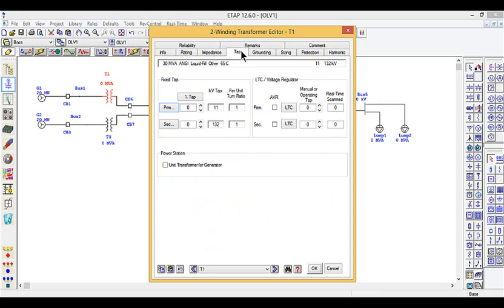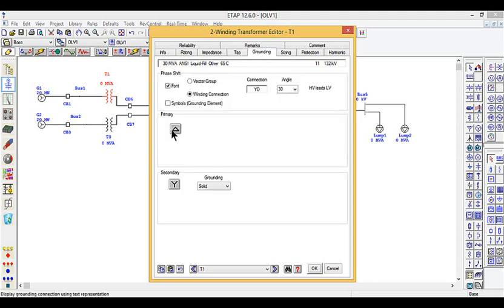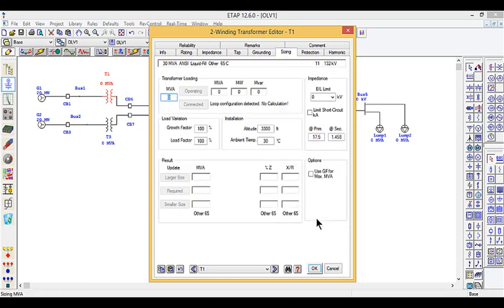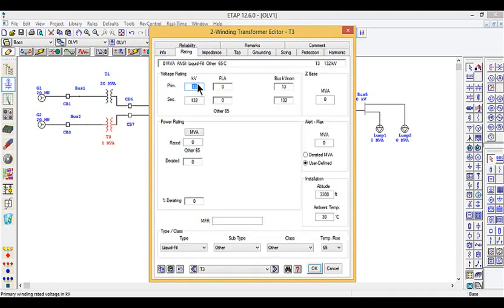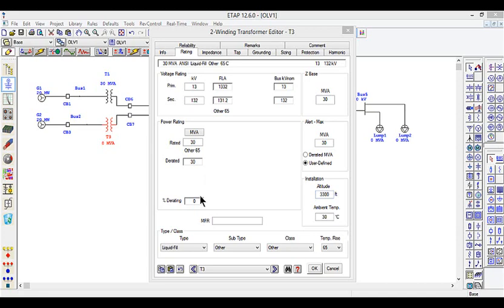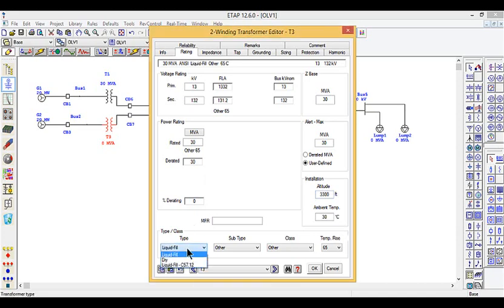And then we have tabs. At the moment we are not considering any tabs, but we can have the tap changing transformer. Then we have grounding. The primary side of the transformer is connected in delta, whereas the secondary side is connected in Y with a solid grounding. And same will be the scenario for the second transformer. We also need to identify the type of transformer, that is whether it is a liquid filled transformer or dry type transformer. And if it is a liquid filled transformer, then what type of liquid is it? We can select mineral oil and then its class and the temperature rise.